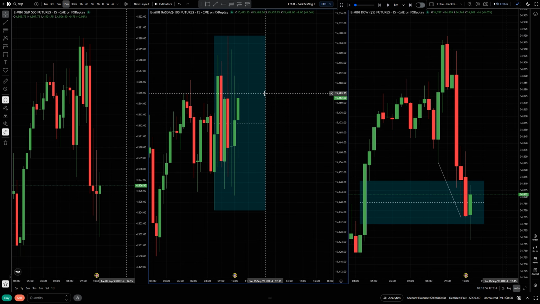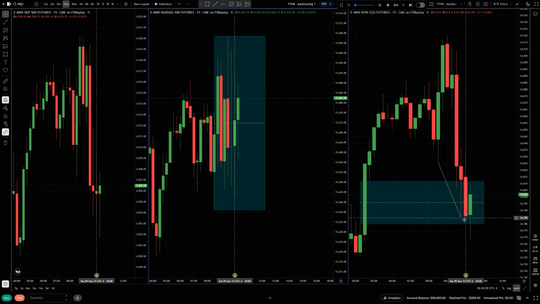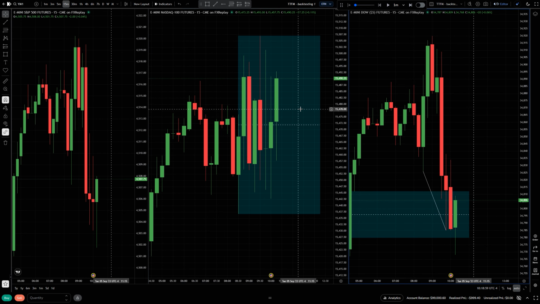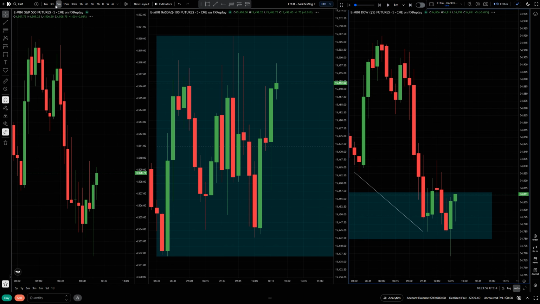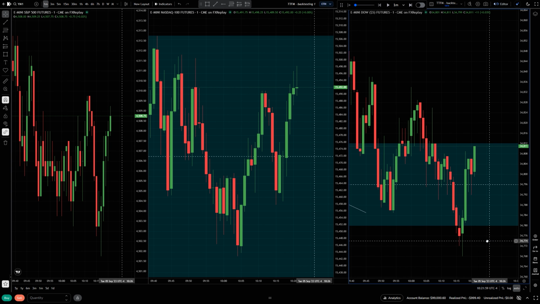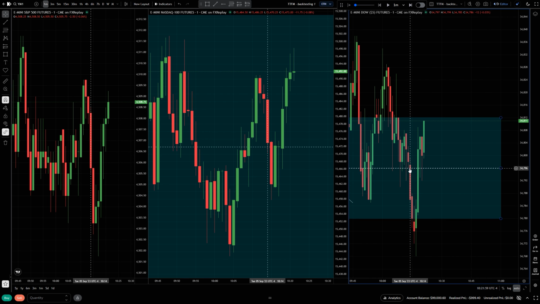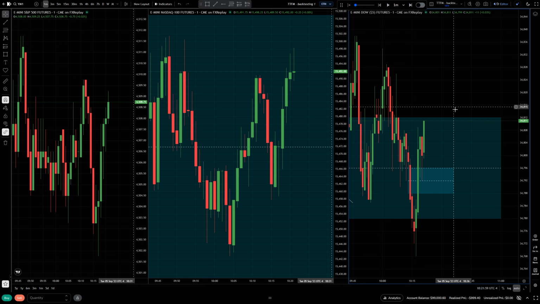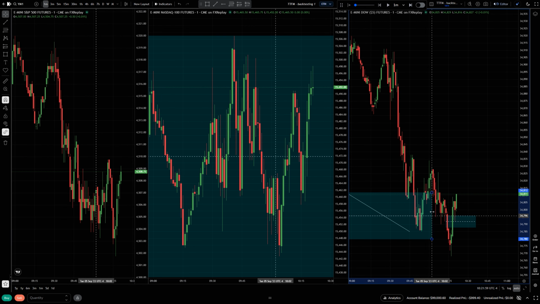YM looks like it's still going down, and we have a really nice reaction from this, where we have a PSB on this 10 o'clock candle. On the 5-minute chart, we can see that we have really nice reactions. We have this balanced price range here that gets respected.